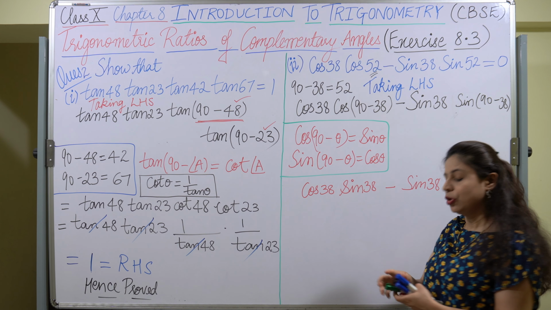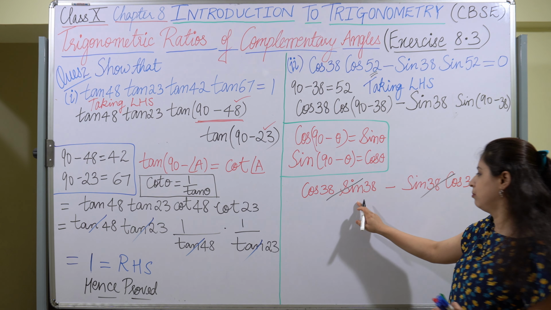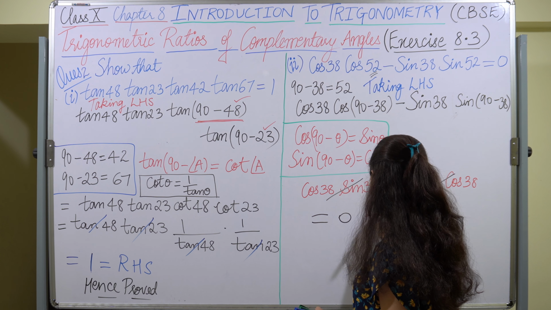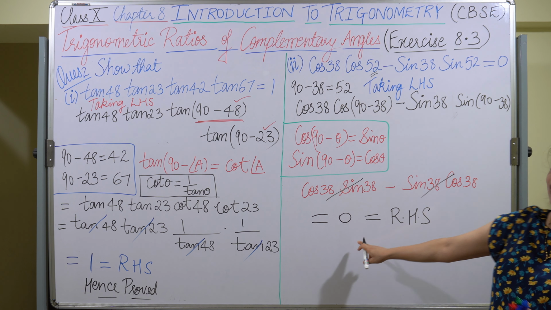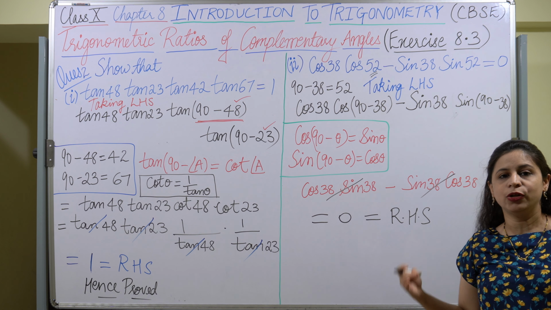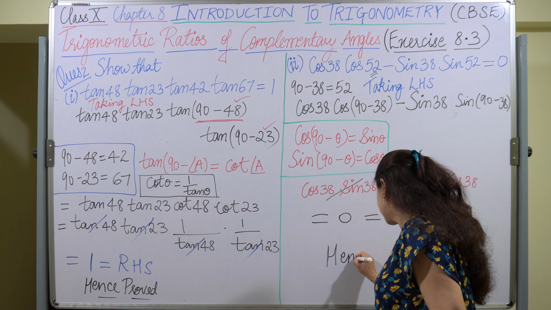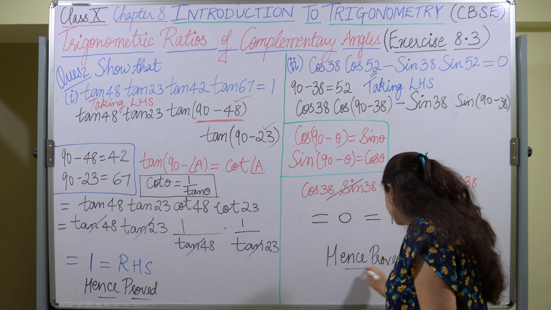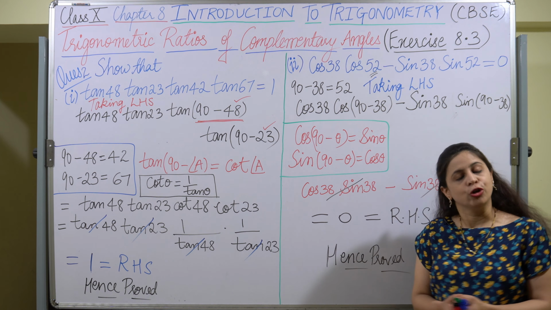So sin 38 cos 38 minus sin 38 cos 38. These values are the same, so they will get cancelled. The same value subtracted from the same gives us 0, and it is equal to the right hand side value 0. We needed to prove it equal to 0, and we have proved it. Hence proved. In this manner we need to solve such types of questions.